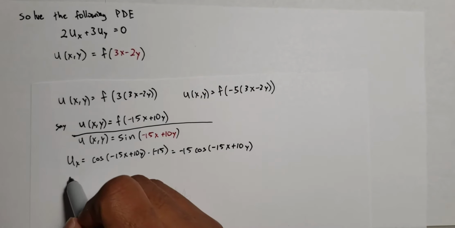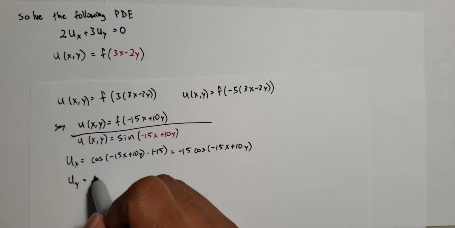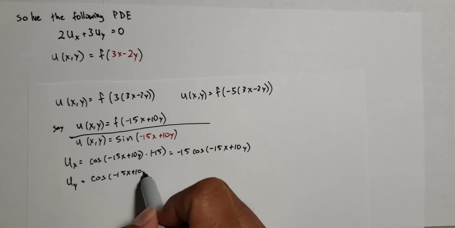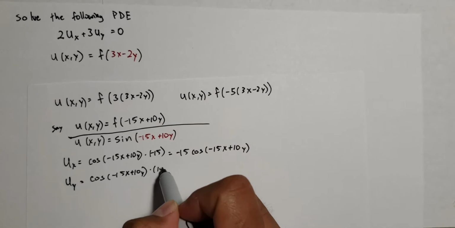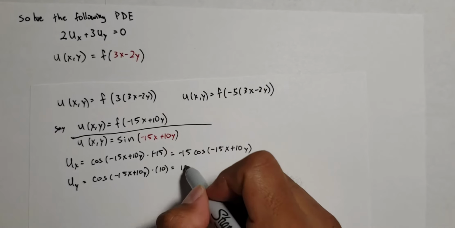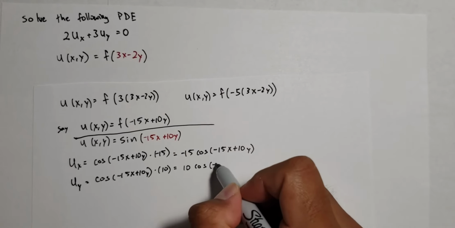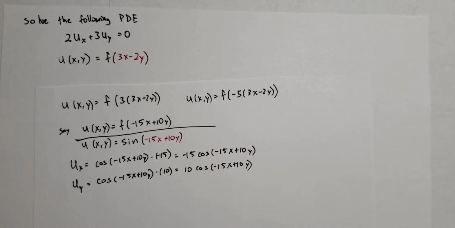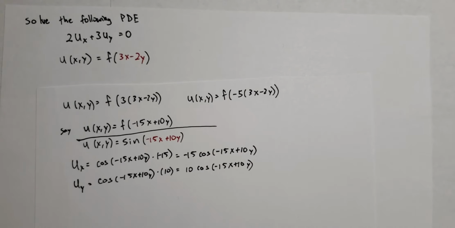Take the partial derivative with respect to y. So that's going to be cosine of negative 15x plus 10y, using the chain rule, times 10. That's going to give us 10 cosine of negative 15x plus 10y. We can plug those into our original equation.